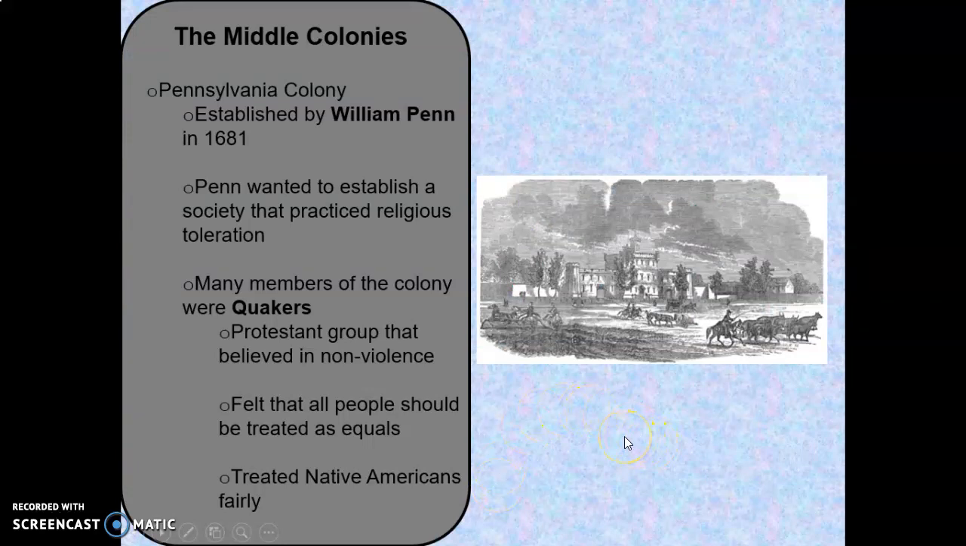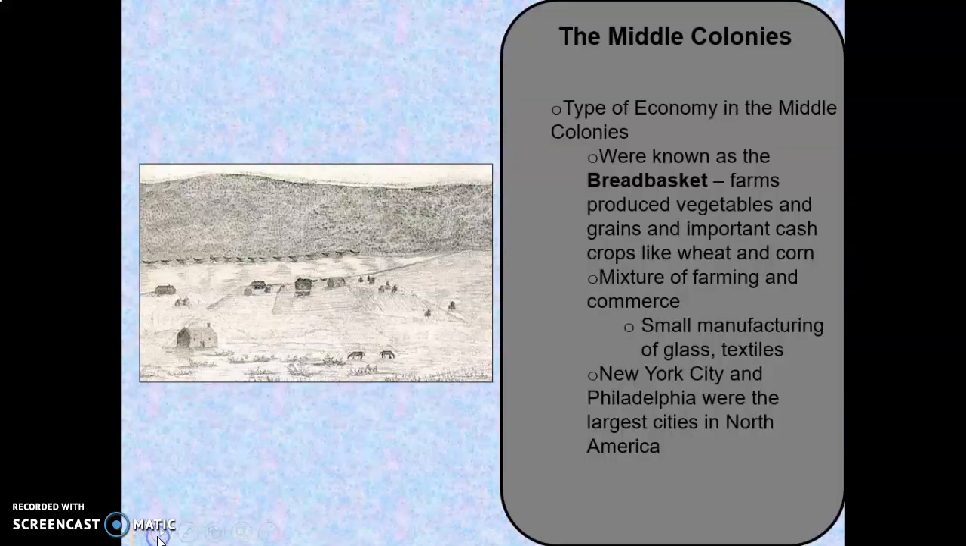The Middle Colonies, as you see, Pennsylvania colony established by William Penn in 1681. Penn wanted to establish a society that practiced religious toleration. Many members of the colony were Quakers. They were a Protestant group that believed in nonviolence. They felt that all people should be treated as equals, and they treated Native Americans equally. They had very good relations with Native Americans.